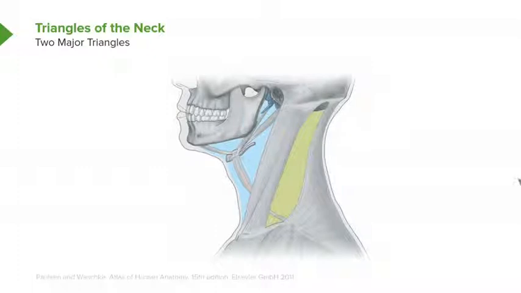So again, two colored areas here. We have the area in blue. This is one of the major triangles of the neck, and then the one located posteriorly is the second triangle of the neck. Because of their anatomic relationships, the one in blue is referred to as the anterior cervical triangle.